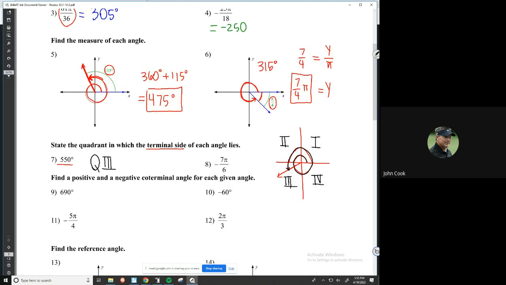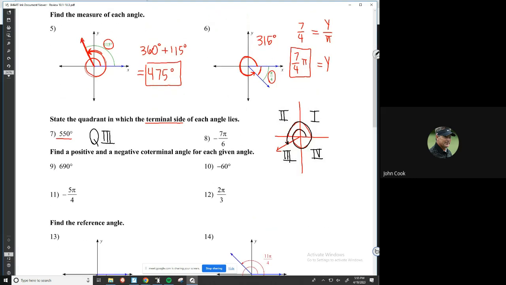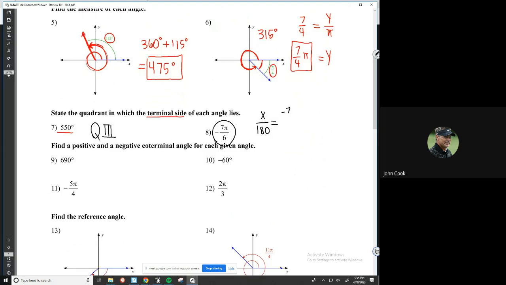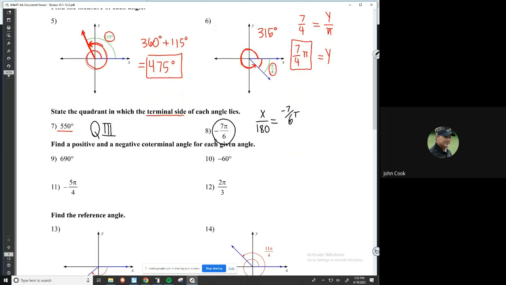There we go. What about negative 7 pi over 6? Well, again, it's those radians. I'm just going to convert that to degrees, okay? Hope you don't mind. x over 180 is equal to negative 7 pi over 6 over pi. Well, the pi's cancel out. They're gone. So I just got x over 180 equals negative 7 over 6.